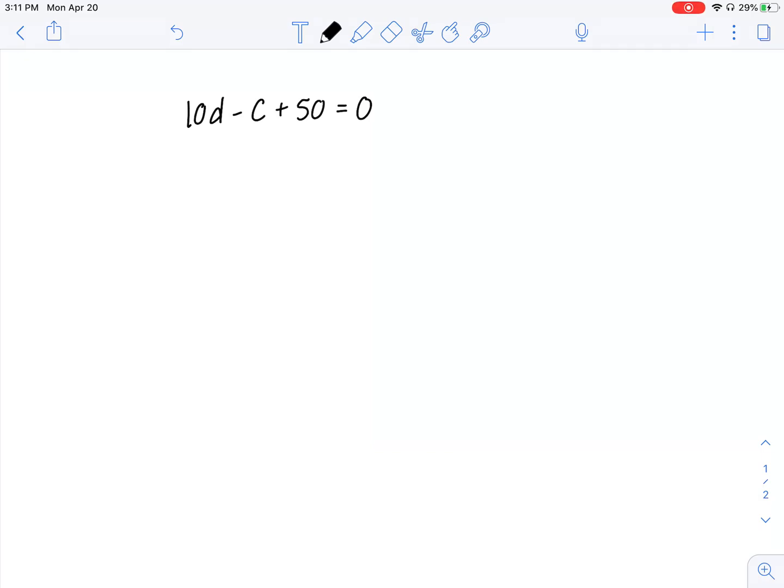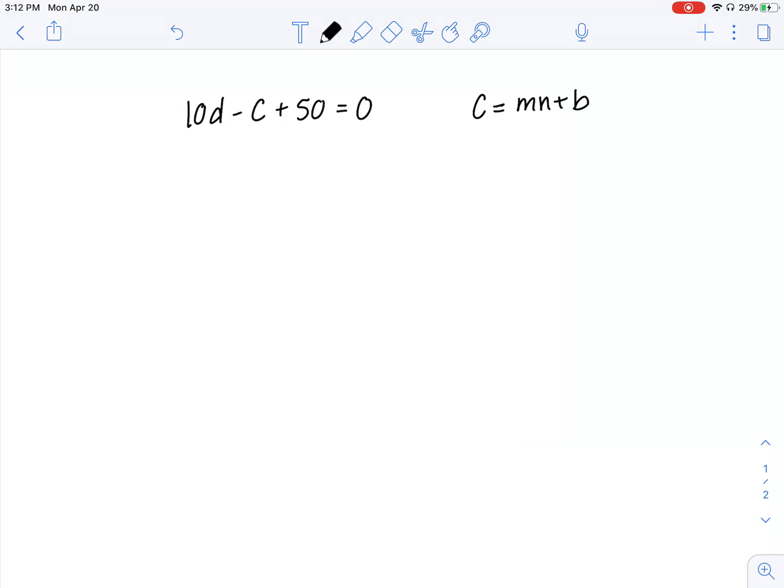So we're given this equation 10d minus c plus 50 equals 0 to represent the cost of rent for tents for camping, where c represents the cost in dollars, which depends on d, the days that the tent is rented for. And we're asked to express this equation in y equals mx plus b form, which, as they've given us, is c equals md plus b.